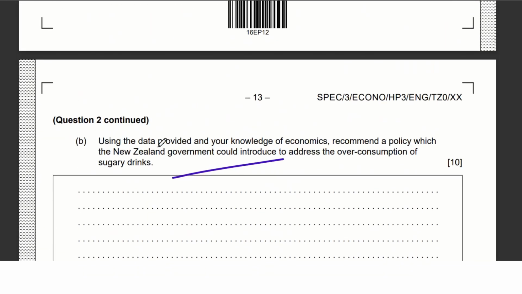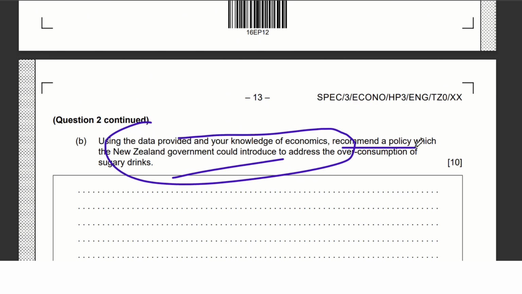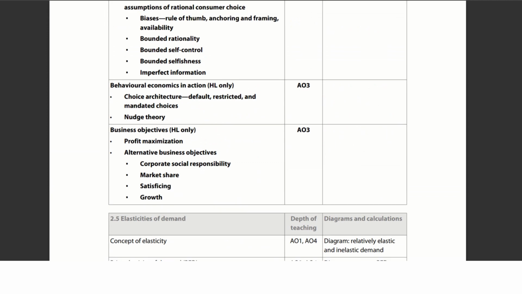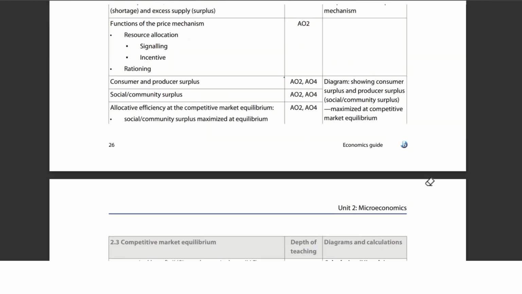Okay, here the last question is policy related, recommend a policy based on the situation. So what we can conclude from the question paper analysis is, you should have a thorough knowledge of the complete syllabus content. You should have a thorough knowledge of the complete syllabus content.